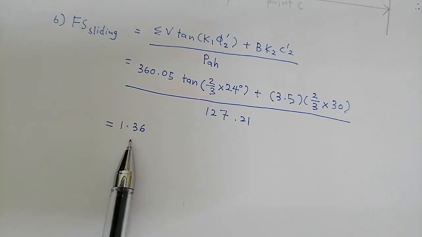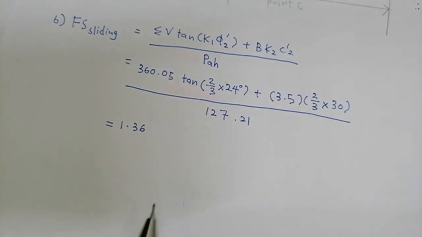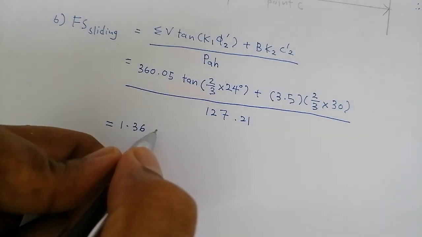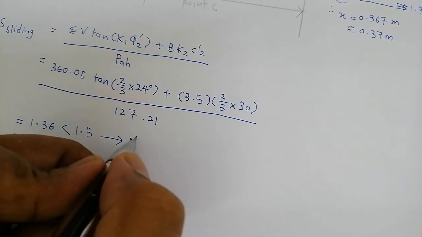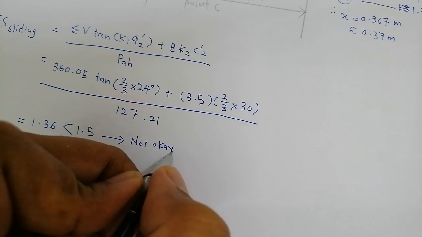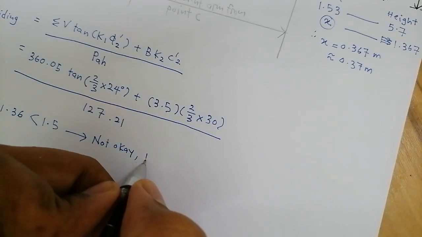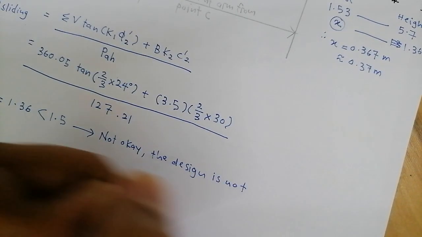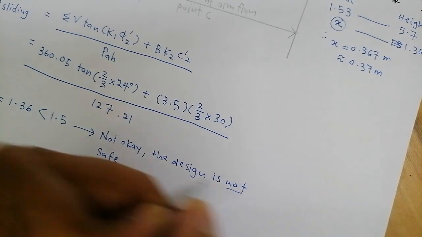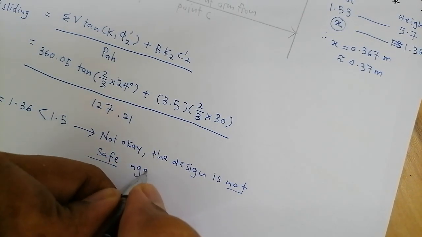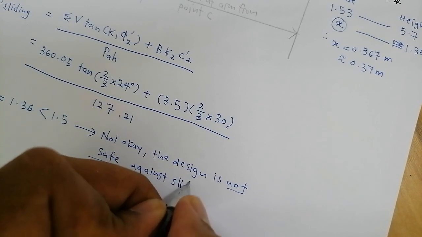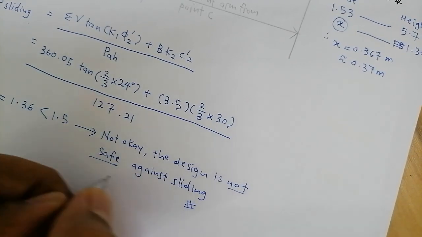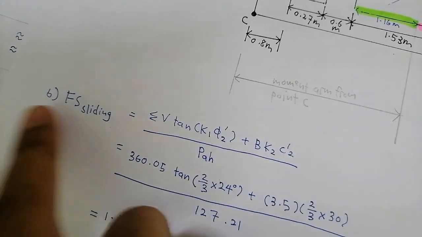In general, to be safe against sliding, the factor of safety needs to be larger than 1.5, but in this case it is smaller than 1.5. So you have to comment something like this: not okay, maybe the design is not safe against sliding. So please comment this. All right, so that's for task B.